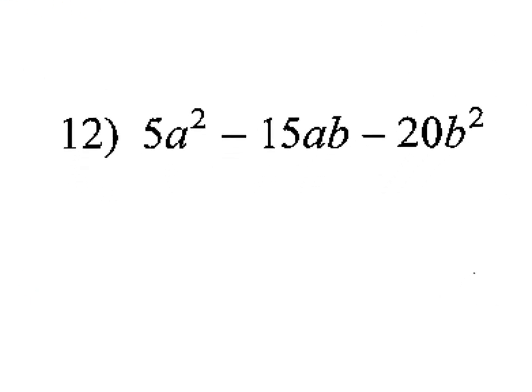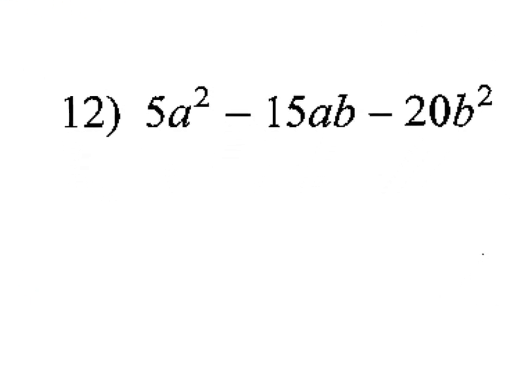Okay, number 12. So this is one that has a 5 involved in all of them, but there's no variables that they all have. So I'm going to go ahead and pull out a GCF of a 5. And I'm going to get a squared minus 3ab minus 4b squared.